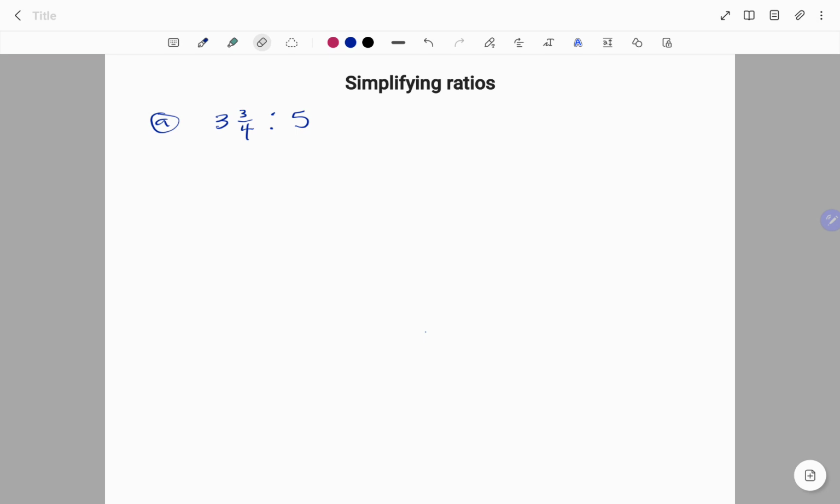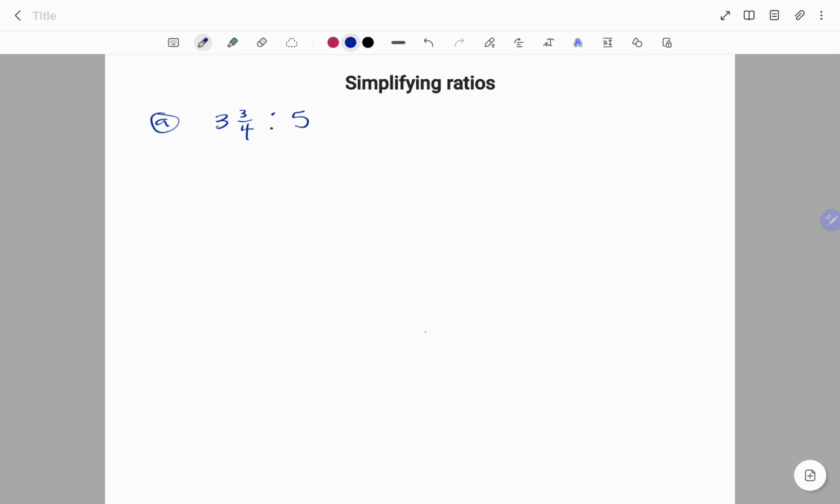In this video, I'm going to be showing you how to express different ratios in their simplest form. For the first example, we have a mixed number to a whole number, 3 3/4 to 5. Before we start, we have to make sure that the ratios are in their whole numbers. We are first of all going to change the mixed number into an improper fraction.